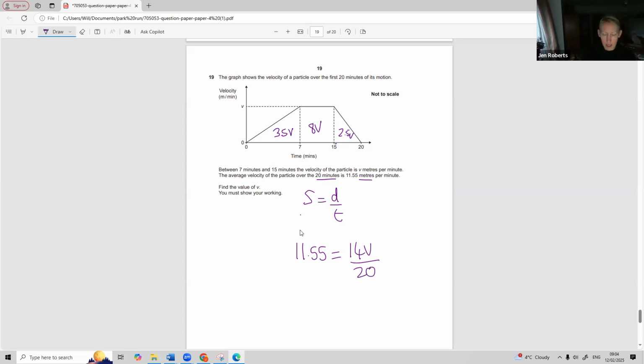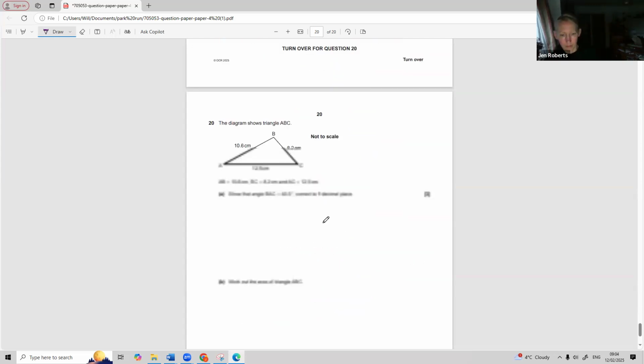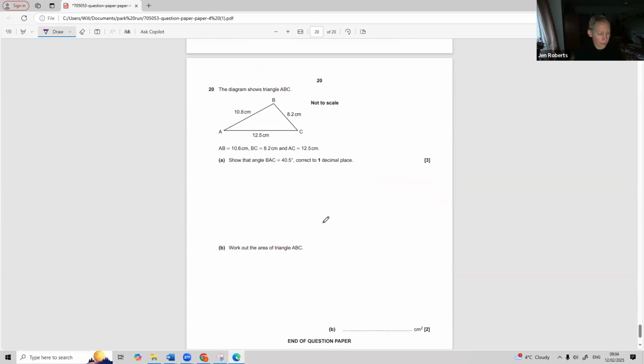Let's make V the subject, so times both sides by 20. Divide both sides by 14. So you should have got V is 16.5. Okay, last question. I'm looking at it and thinking already cosine, sine rule. Oh, we've got to show that here.